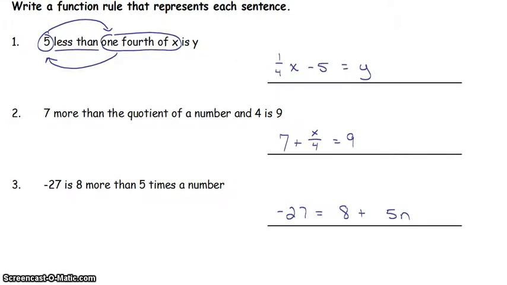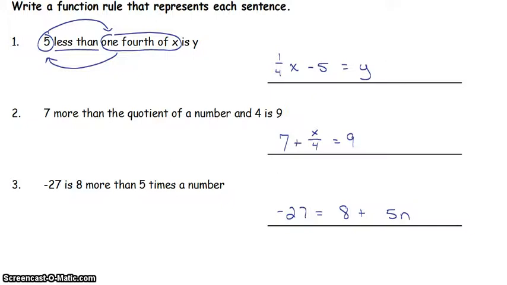Okay, so for number 1, we see the words less than. That means anything to the left of them needs to be switched with the operation to the right. So 5 goes to the right of the subtraction, and 1/4 of x, which is 1/4 times x, goes to the left, giving me 1/4 x minus 5 equals, for is, y.